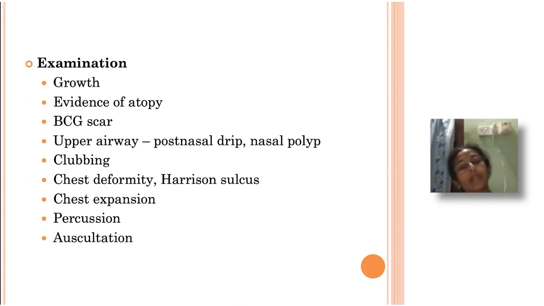In the examination, we have to look at the growth and evidence of atopy, examine the upper airway clearly, and look for signs of clubbing and do a detailed respiratory examination.